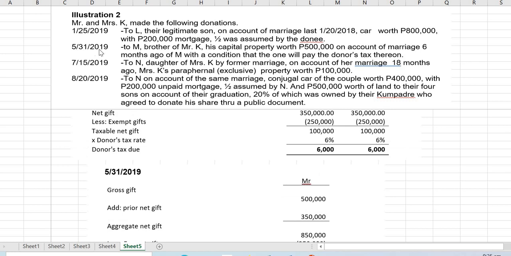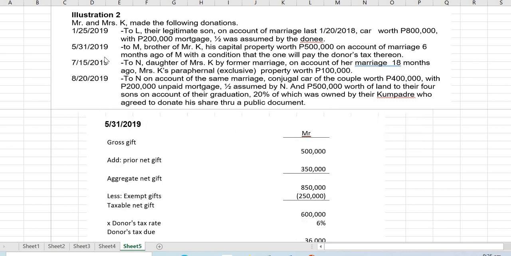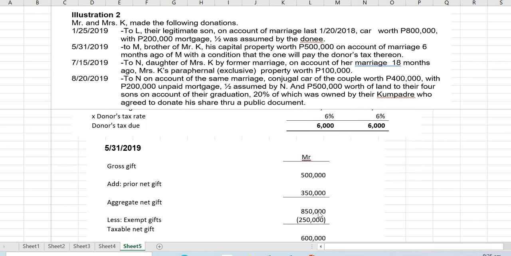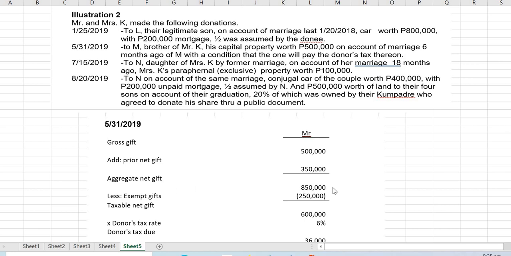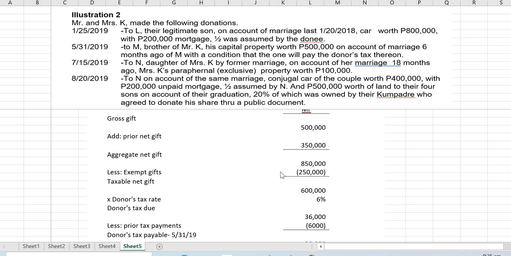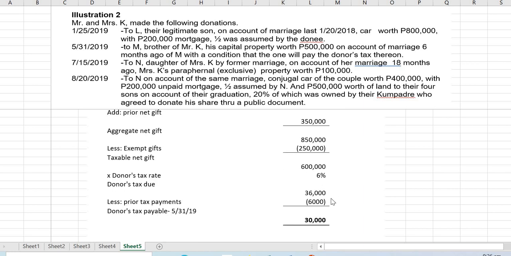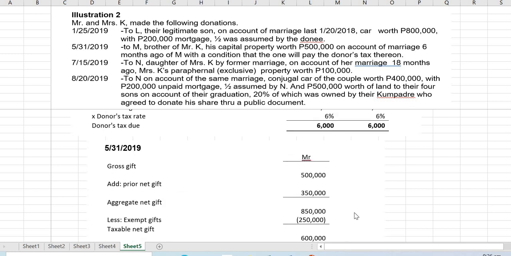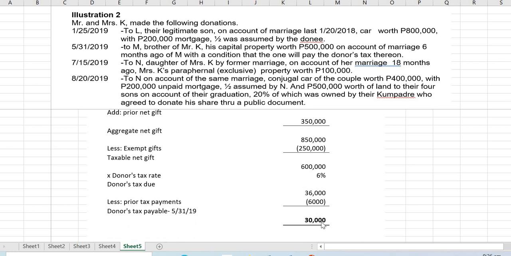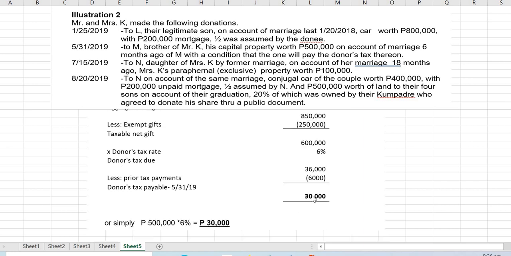Next, on May 31, the capital property of Mr. Since it is exclusive property, there is only one donor, Mr. only, and only he will pay the donor's tax. That's on the donation on May 31. So May 31 for Mr. is 500,000. Add the prior net gift of 350, and then the aggregate net gift is 850. Less 250. Since the tax rate is 6% in excess of 250, 850 less 250 is 600. The taxable net gift times 6% is 36,000. Deduct the 6,000 he paid previously, so the donor's tax due is 30,000. Or, since the prior net gift already exceeded 250, you can go directly: 500,000 times 6%, so 30,000.